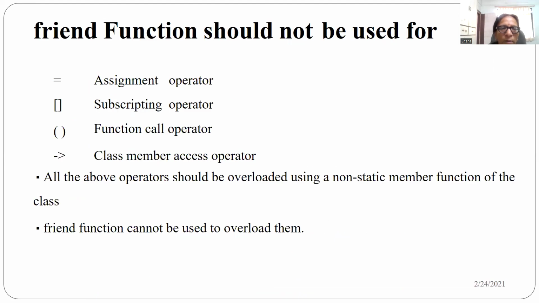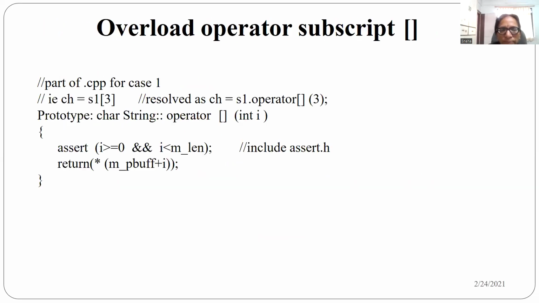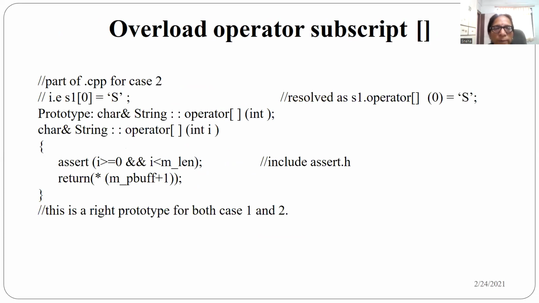A friend function should not be used for the assignment operator, subscript operator, function call operator, and class member access operator. All the above operators should be overloaded with non-static member functions of the class. A friend function cannot be used to overload them. So operator subscript can be written: operator opening square bracket and closing square bracket, int I. Assert I is greater than or equal to 0 and I is less than m length, then return the buffer plus I. Overload operator subscript.